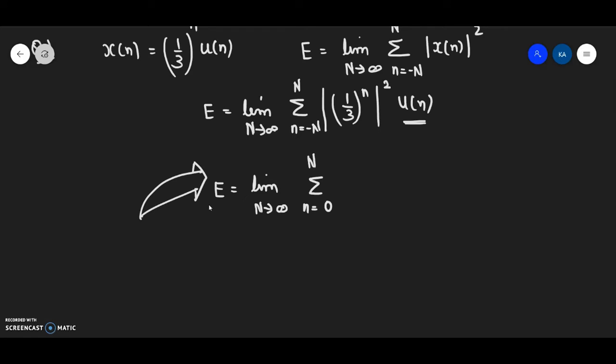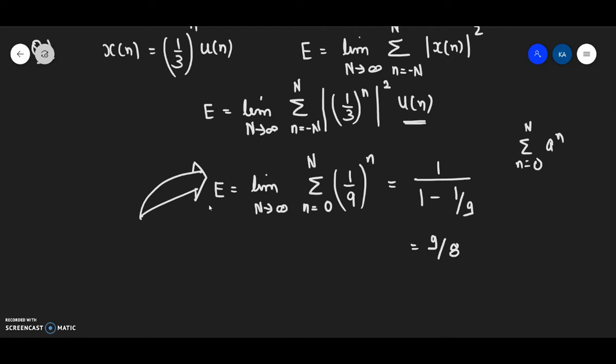Fine. And this I can write as (1/9)^n. See, I have taken the square inside, it becomes 1/9. Now this resembles this formula, the sum from n equal to 0 to infinity of a^n, and I know this is an infinite GP, and the solution will be 1 divided by 1 minus a. This will lead to 9/8. So see, the energy of the signal is coming finite.